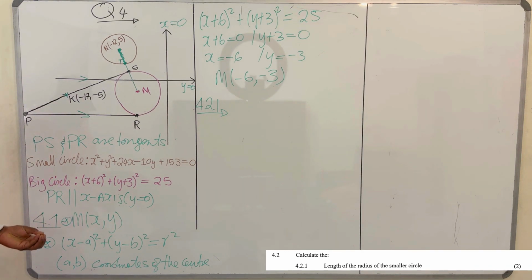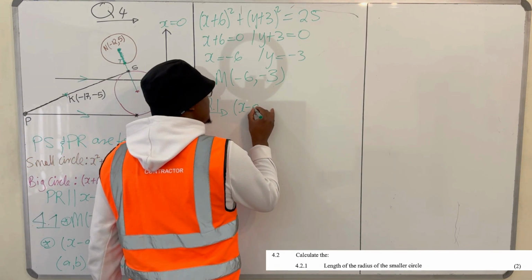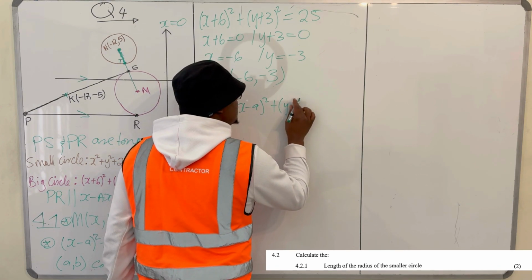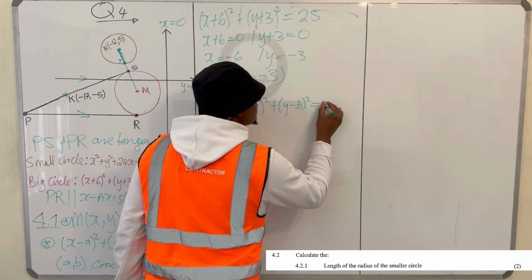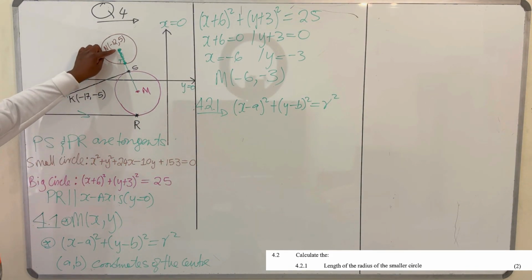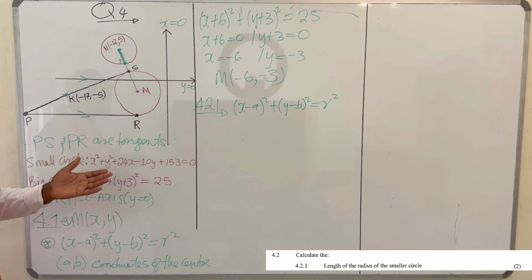When I was doing the first question, which is 4.1, I said this is the standard or very common form of the equation of a circle, right? The equation of a circle is very commonly written in the form x minus a all squared plus y minus b all squared is equal to the square of the radius. What is the radius? I said the radius is the distance from the center to the circumference of the circle.